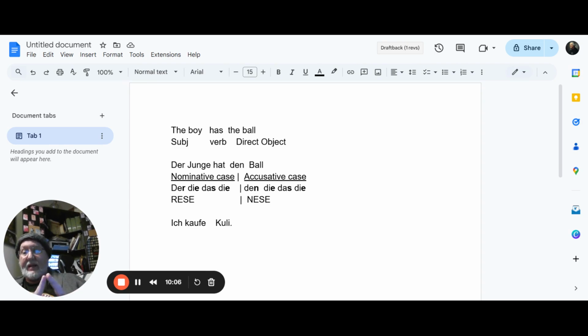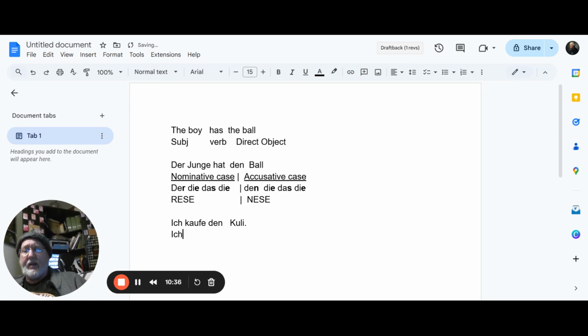Again, pen is a masculine word in German. So, which one of these is the subject? Who is doing the buying? Is the pen doing the buying, or are you doing the buying? You are doing the buying. So, I buy the pen. So, ich kaufe, it's masculine, den Kuli. Ich kaufe den Kuli.